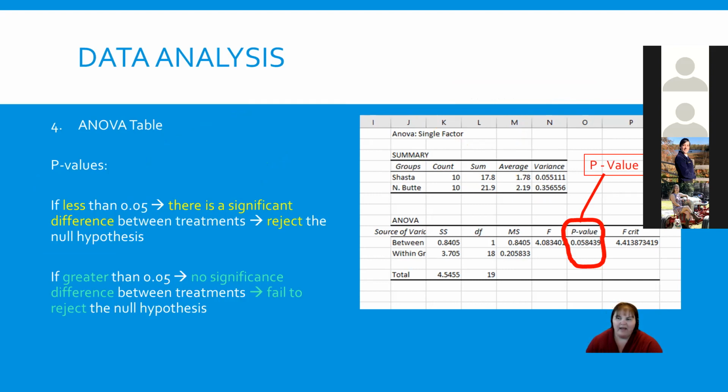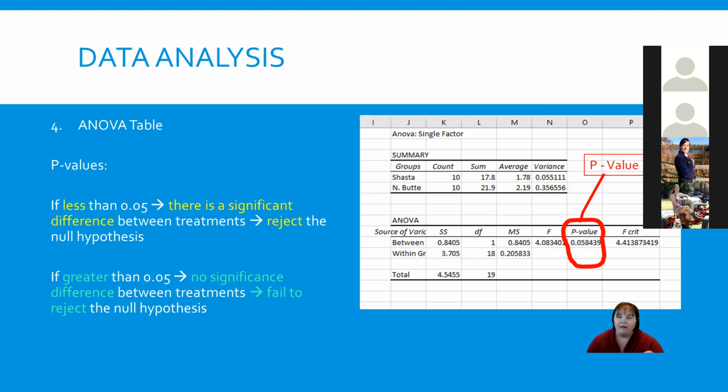And so this p-value, if you guys have dealt with p-values in previous classes, we have a cutoff level of 0.05. Okay, so our alpha level is our cutoff level for our p-value. What that means is that if we have a p-value that is less than 0.05, there is a significant difference between the treatments. Therefore, we would reject the null hypothesis.